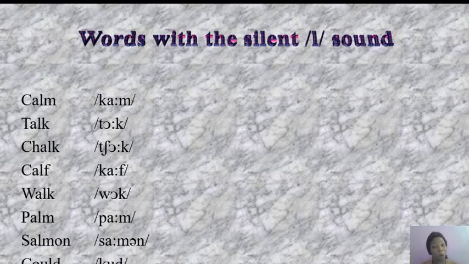We have walk. Walk. We have palm. We have salmon. And we have could. Now, in all those words, the L sound is silent, so that despite the fact that you get to see the letter L in the spelling of the words, the letter L is not pronounced when pronouncing the words.